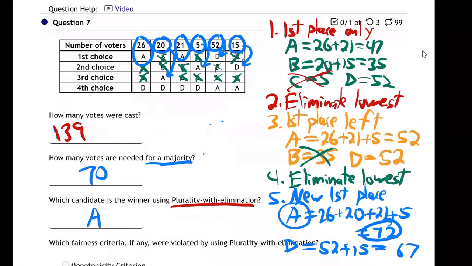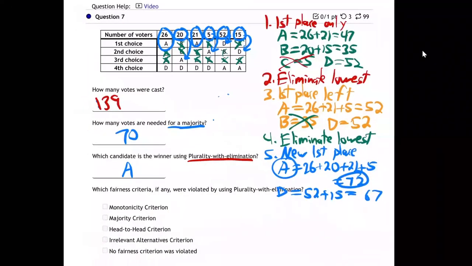So now for the trickiest question of them all. Which fairness criteria, if any, were violated by this? So we got to figure out which ideas of fairness have been violated. Let me just tell you the answer, and then I'll prove it to you as fast as I can. It's super long and tedious. The answer is going to be the head-to-head criterion, which is also, by the way, called Condorcet. It goes by either name. Let me in fact show you from the notes.